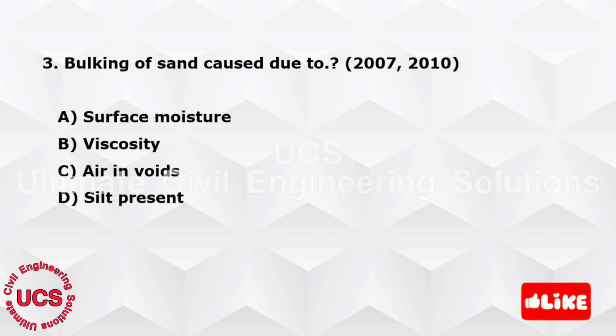Next question: bulking of sand caused due to. Options are: option A, surface moisture, option B, viscosity, option C, air in voids, option D, silt present. Answer is option A, surface moisture.